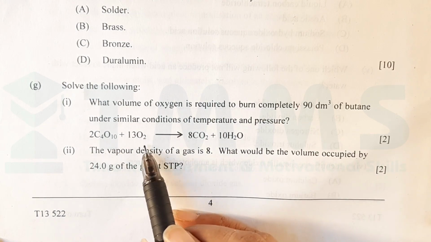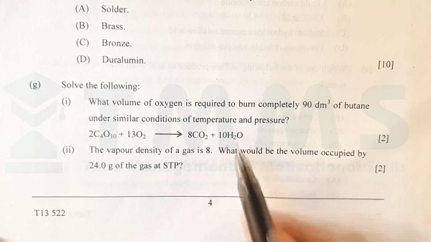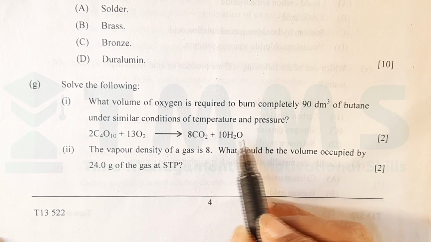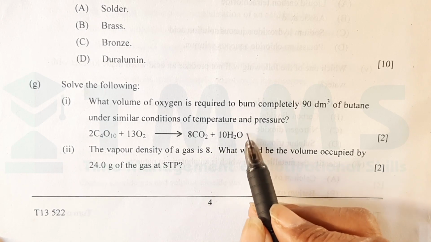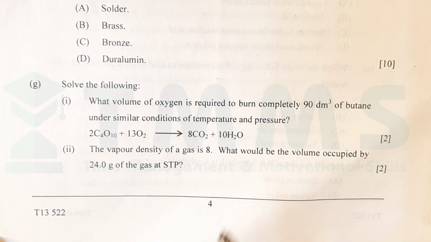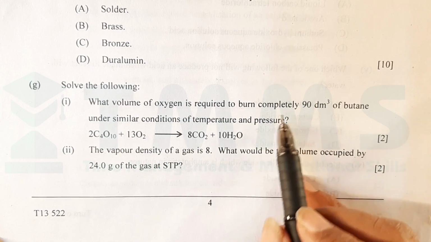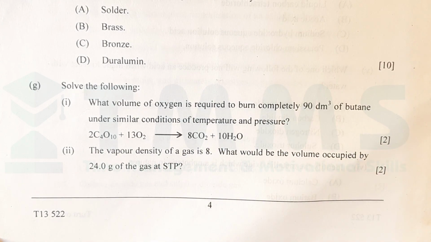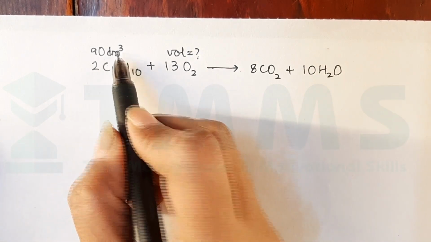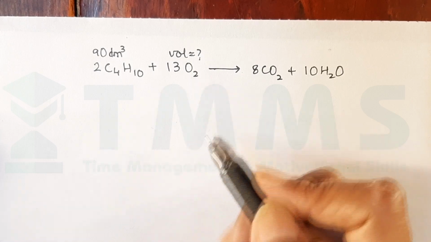This is a gas, this is also a gas, this is a gas, and this also is a gas. And when it is similar conditions, we'll consider this as a steam. If we consider this as a steam, then yes, this is going to be in gaseous state. Now, tip number 1, remember what I told you. Write the reaction and write the data that is given and data to be found out. So we've done just that. Writing 90 dm cube for butane, and we are expected to find the volume of oxygen.